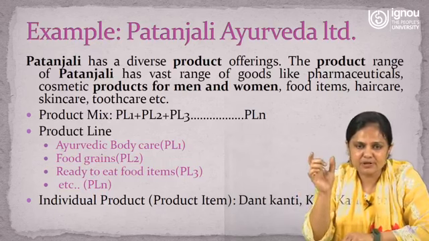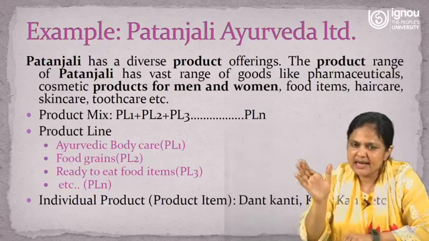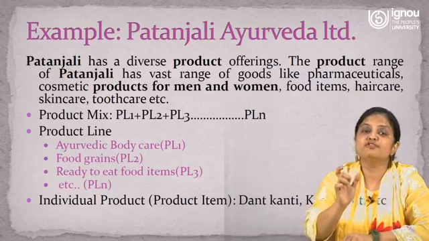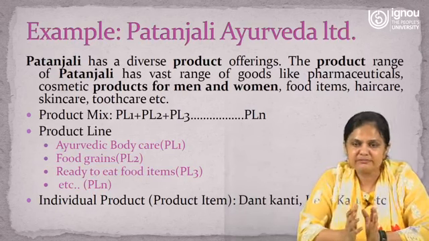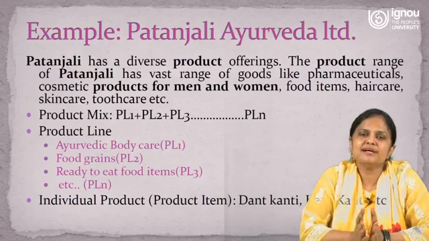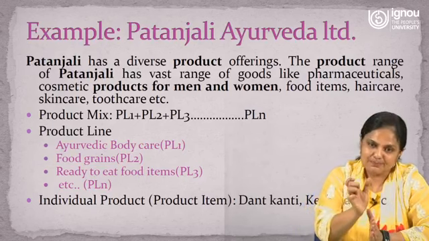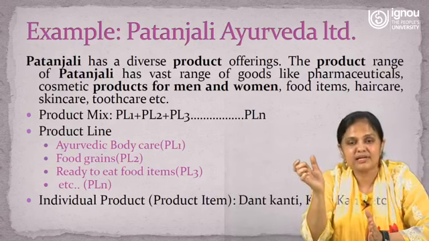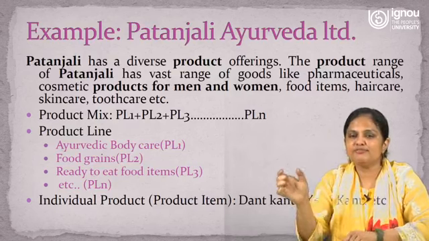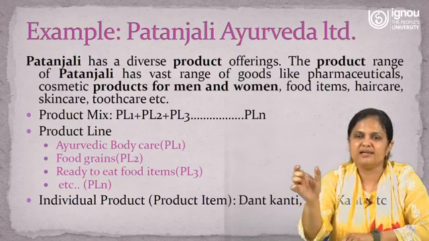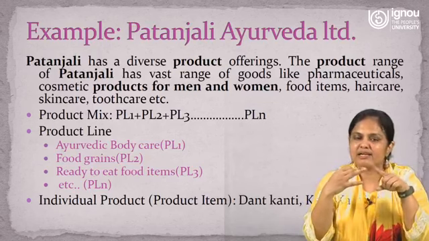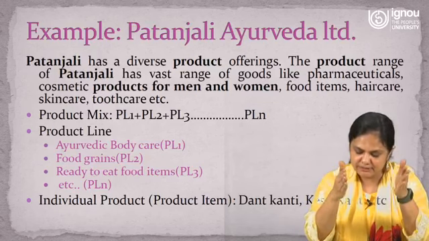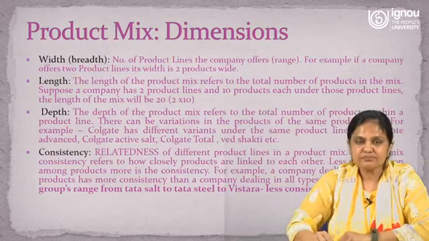And in each product line, there are certain products, and those products are known as individual items. Like if we talk of dental care, Dant Kanti would be an individual item. If hair care is a product line, then Kesh Kanti in this hair care product line would be an individual item. So product mix, product line and product item. We will see it with different examples also.